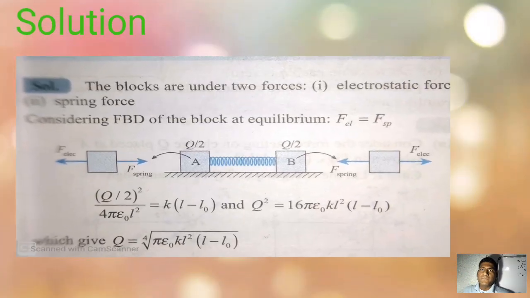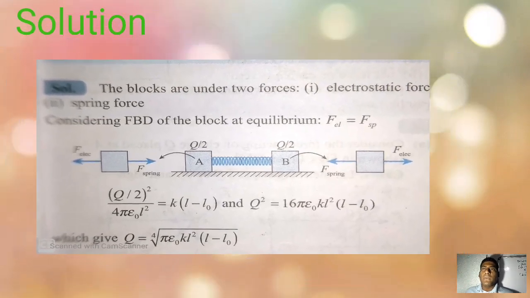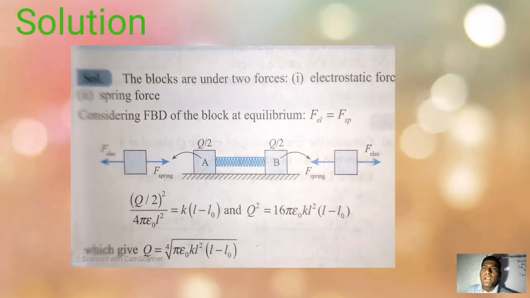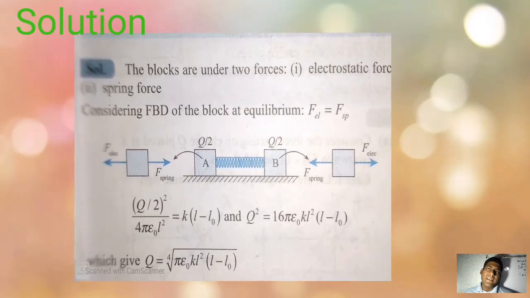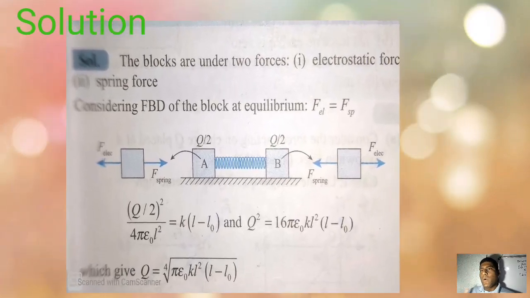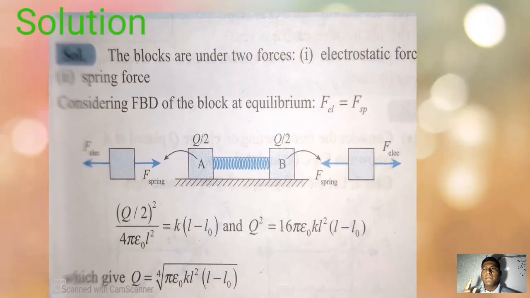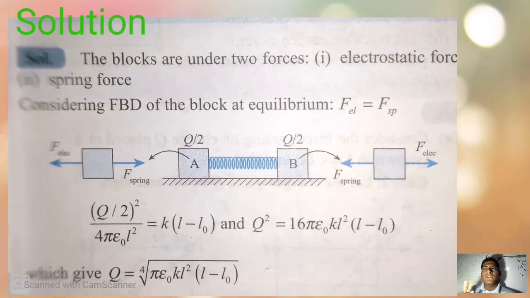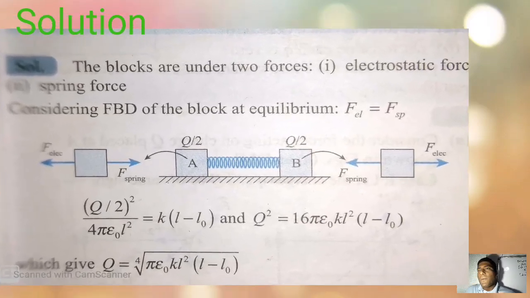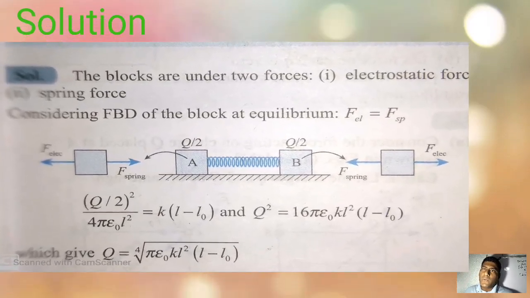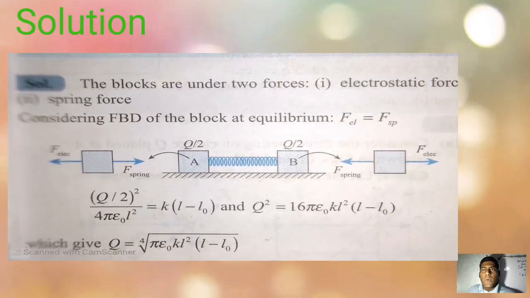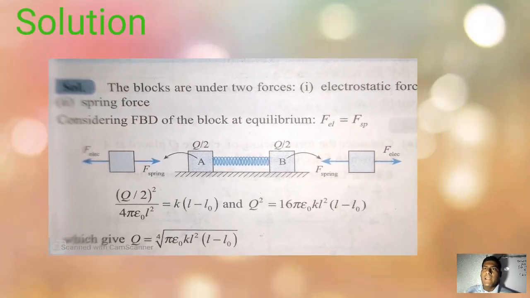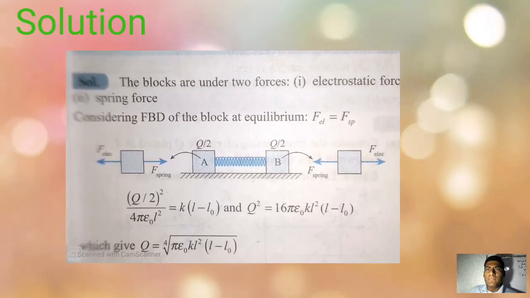We know that in the equilibrium condition, if multiple forces are acting, the resultant force will be 0, isn't it? So here there are two forces acting: one is the electrostatic force and two is the spring force. As these are in equilibrium, these forces are equal and opposite. So you can write F_EL is equal to F_SP, where F_EL is the electrostatic force and F_SP is the spring force. Okay, now let's see the free body diagram of the problem.